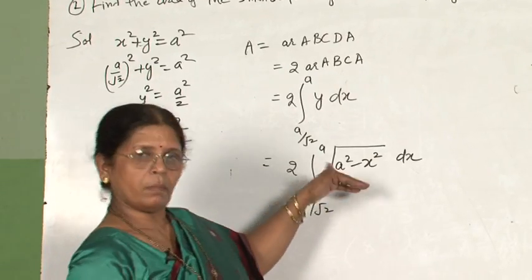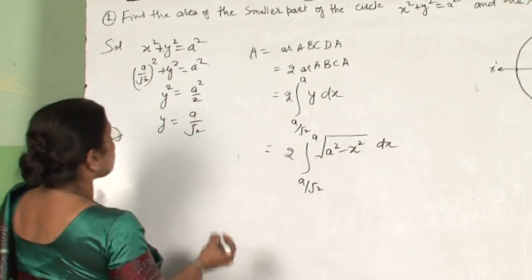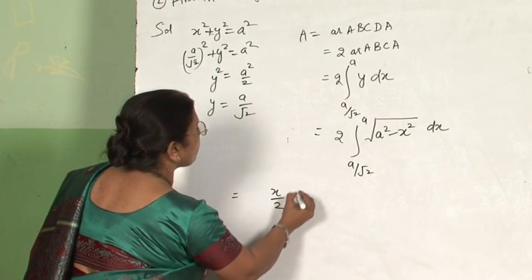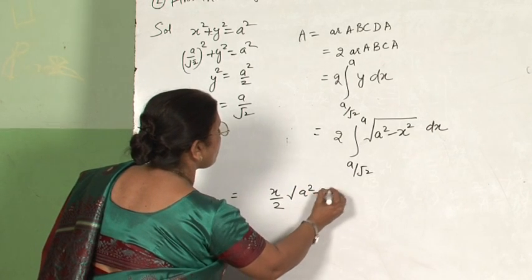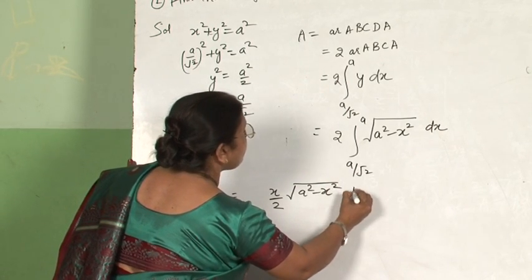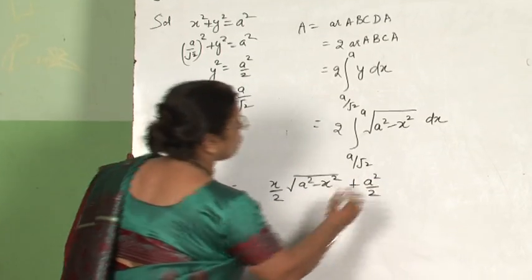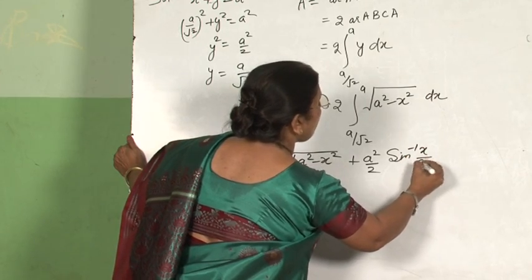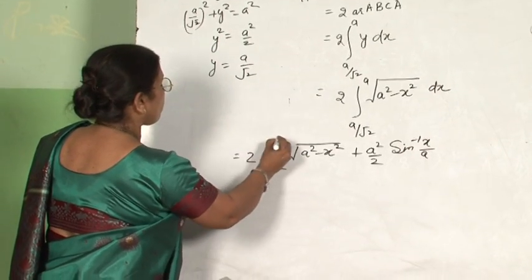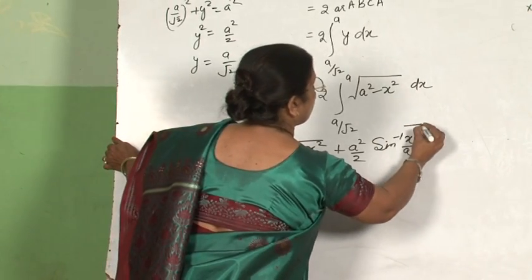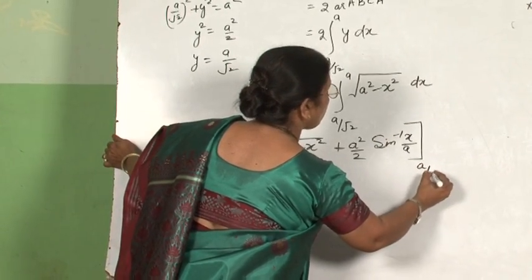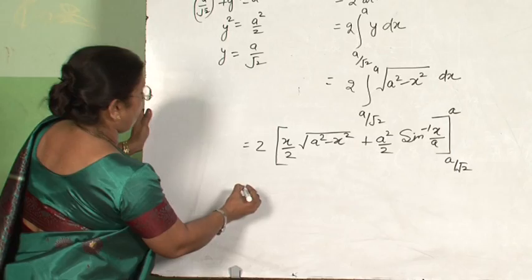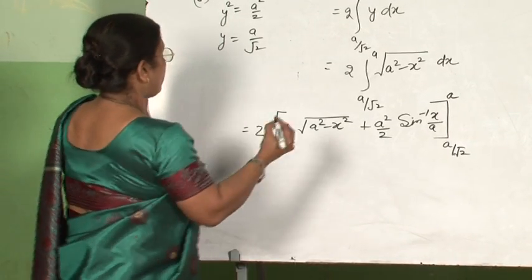Now, what is the integration of this? We have learned in the previous chapter that the integration of the square root of a square minus x square is x by 2 under root a square minus x square plus a square by 2 sine inverse x upon a. Now, what is the limit of this? From a upon root 2 to a.